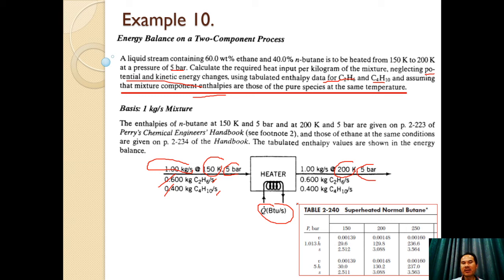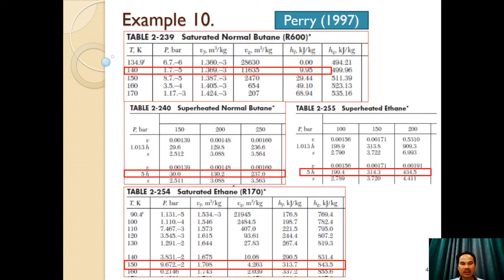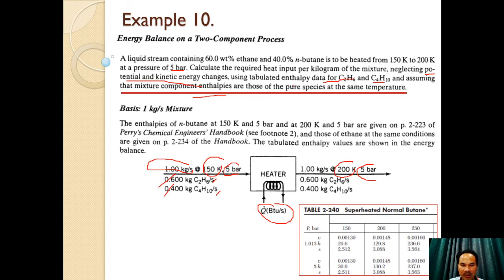For this case, we have an energy balance. The first step is to determine the enthalpy of ethane and butane at input and output. This is the table for superheated and saturated normal butane, and superheated and saturated ethane, which we collected from the Perry Chemical Engineering Handbook. For input, it's saturated liquid at 150 Kelvin and 5 bar.